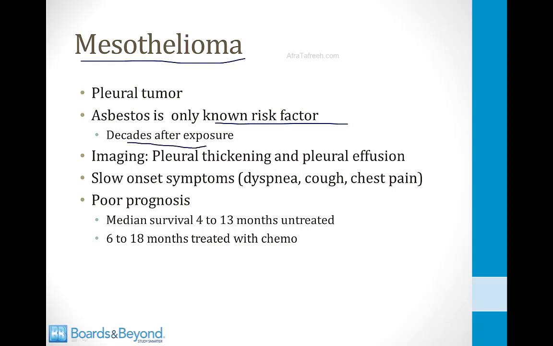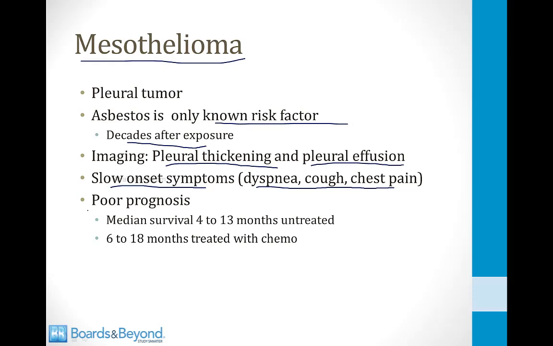On imaging, you see thickening of the pleura and a big pleural effusion, and this has a very slow onset of symptoms, so patients will have dyspnea, cough, and chest pain that get worse and worse over months or even years, and then they'll finally come to medical attention, and you'll see a big pleural effusion and thickened pleura in somebody who many years ago had an occupational exposure to asbestos.